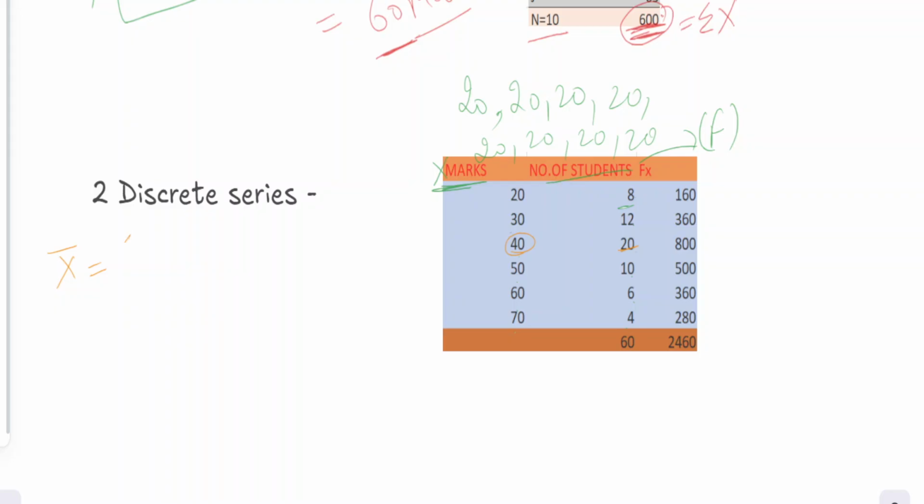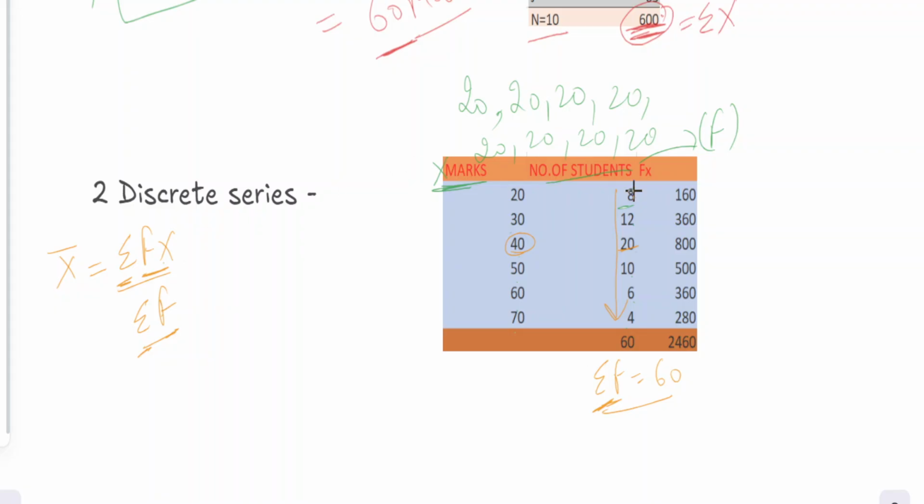Now how do we calculate the mean for discrete series? Mean is equal to summation of fx divided by summation of f. Now, what does this summation of fx mean and what does this summation of f mean? Summation of f is simply the addition of frequencies, or the number of terms. As in the previous example, we were told that there are a total of 10 students, the value for n was 10. Here there are a total of 60 students, but we are not writing it as n, we are writing sigma f. Sigma f is the summation of frequency.